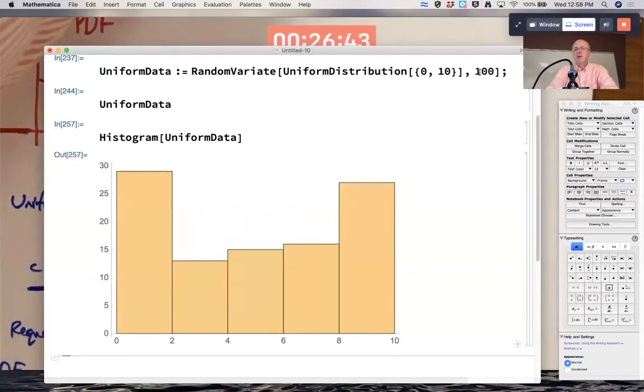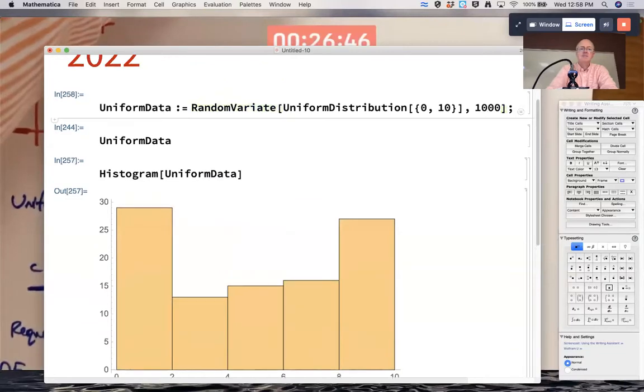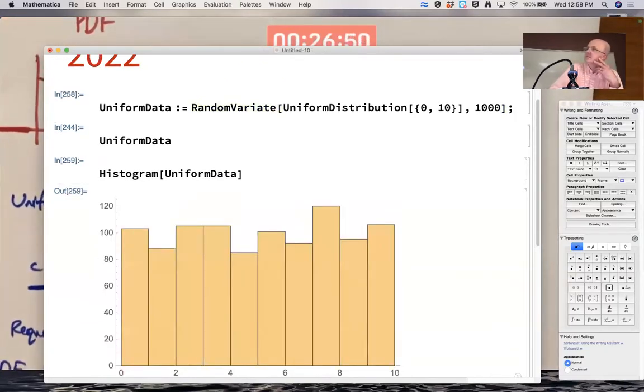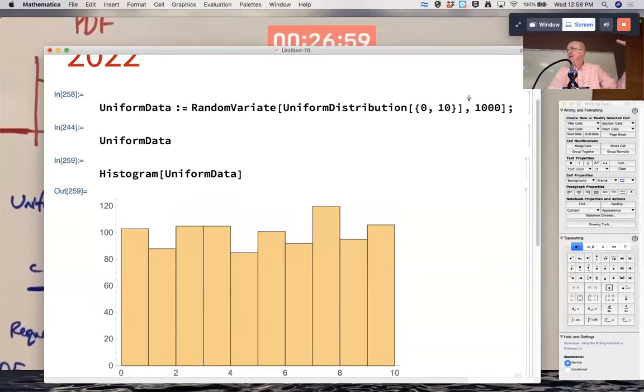Overall, it's pretty uniform. And in fact, if I did say 1,000 data points, the histogram becomes finer and you might say more horizontal. And that was a theme on Monday. Just because your histogram is not horizontal, say, doesn't mean you wouldn't want to model it with a horizontal line or horizontal PDF, which is what we're doing here.